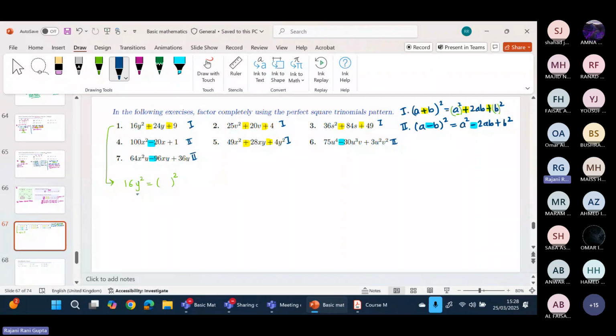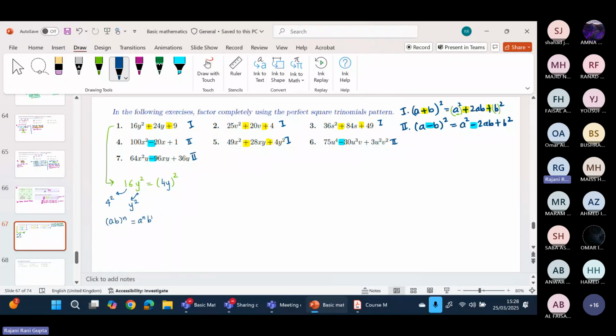y power 2. Okay, 16. Can I write 16 as 4 power 2? Yes. And y is y power 2, correct? So, in exponents, can I write it as 4y power 2? Yes, correct.